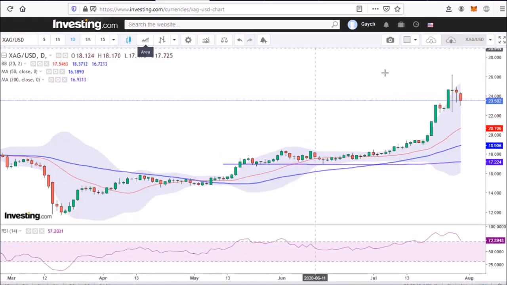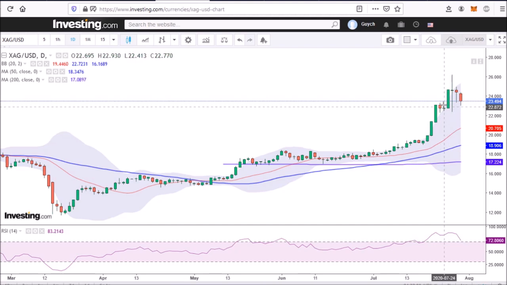Looking at silver, silver has actually been declining for 2 to 3 days already. We see that silver has also been very deep into overbought territory and it's been considerably higher than its upper Bollinger bands as well as the 50-day moving average.